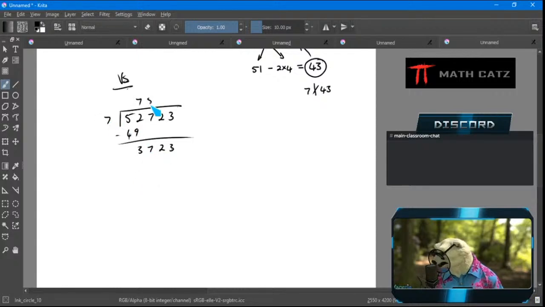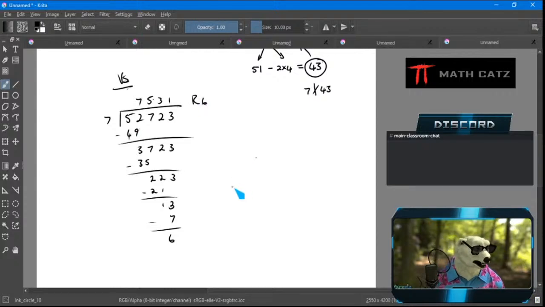7 goes into 37 5 times. To use 35, I have 2, 2, 3 left. 7 goes into 22 3 times for 21, and I have 1 left. 13 once using 7, and I have 6 left. Remainder, not divisible. That was way faster because I played to my strength, and I did this. I've done this many, many times.